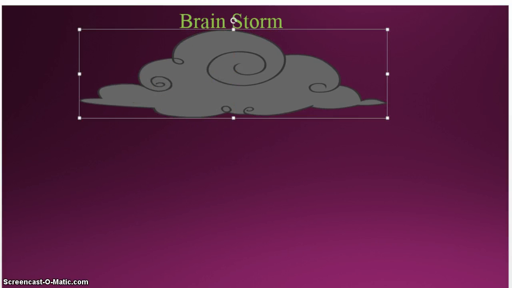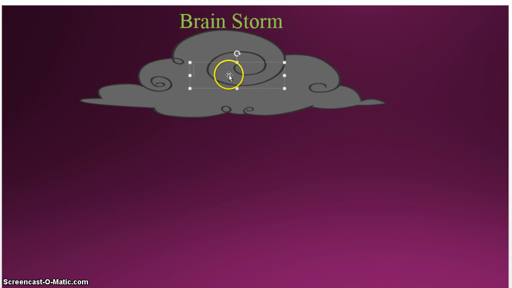So we start out with our storm cloud, and our storm cloud is our main and central idea. So what we're going to do with that is insert what the main idea is, and that's our dance unit. So we put this as our dance.